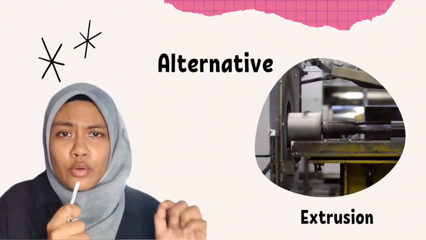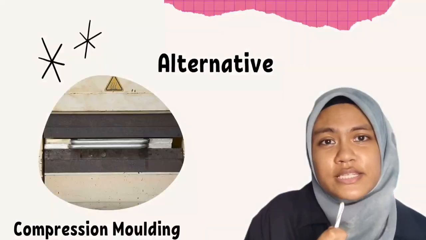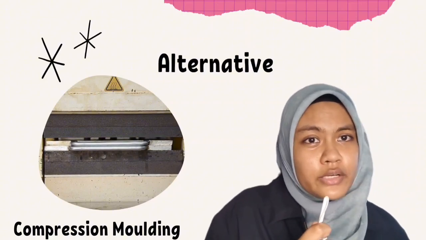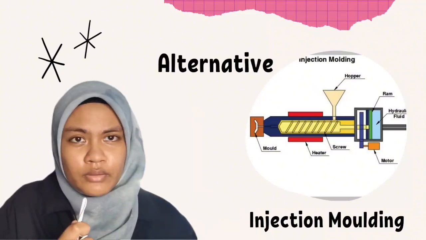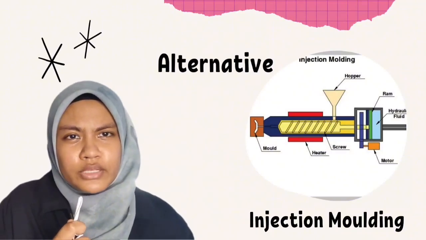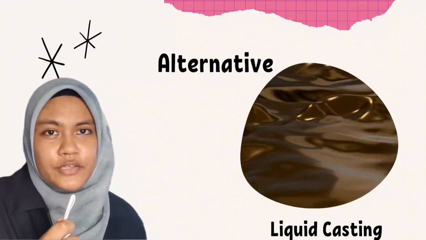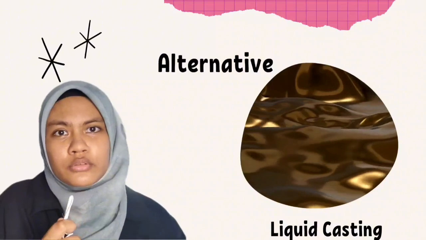The seventh part is the wheel tire. The first alternative you can use is compression molding. Compression molding is a technique you can use to create rubber tires. The second alternative is by using injection molding. It is for polyurethane tires. And then the third alternative is by using liquid casting for customized urethane tires or small runs.